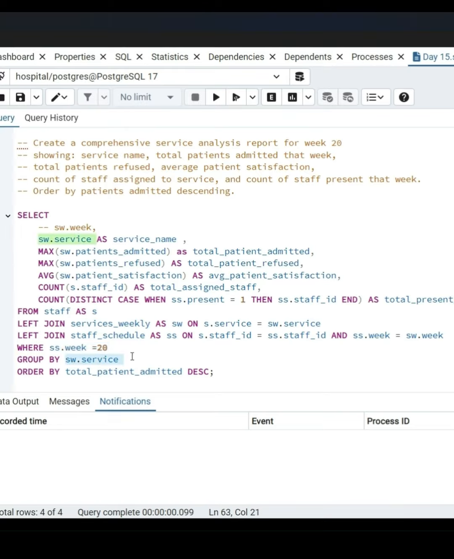And finally, I group the data, as I am using aggregate functions here, on the service column, and order the data on the total patients admitted in descending order. So let's quickly run this query.